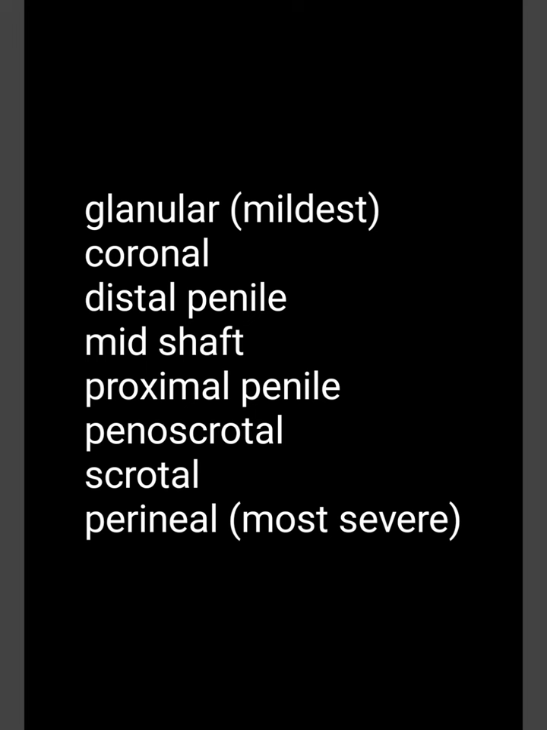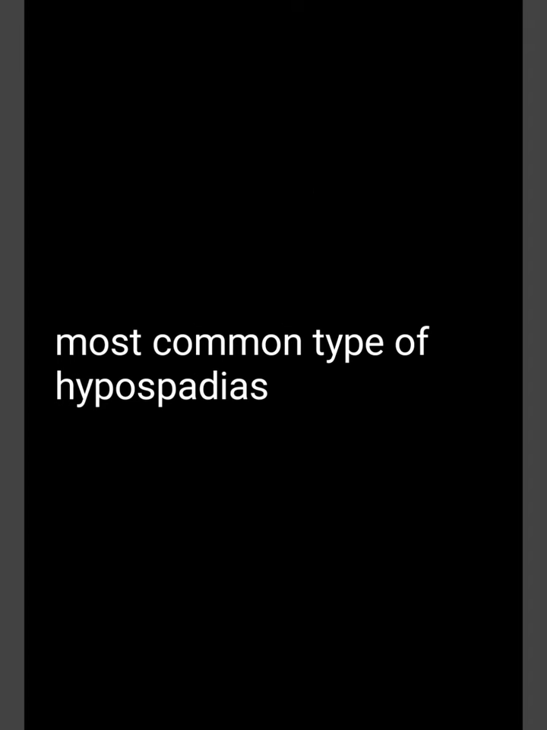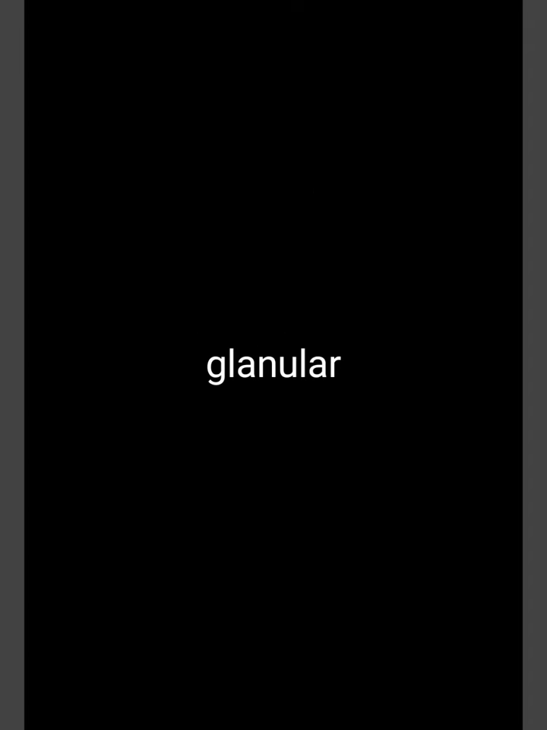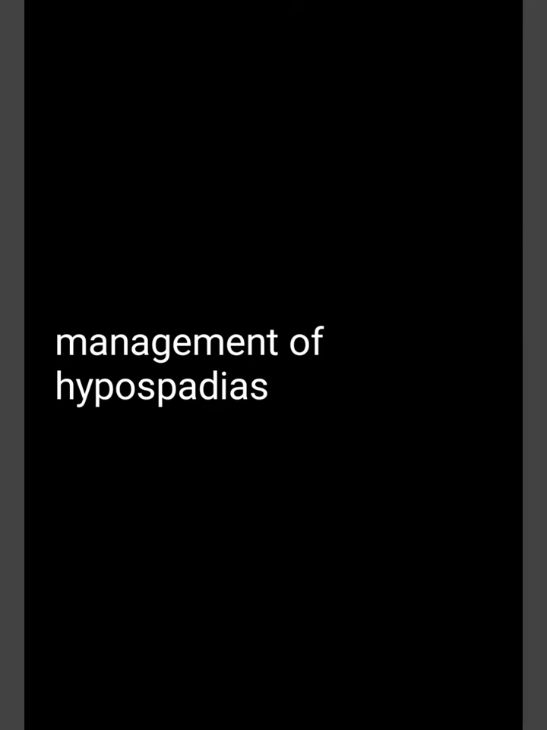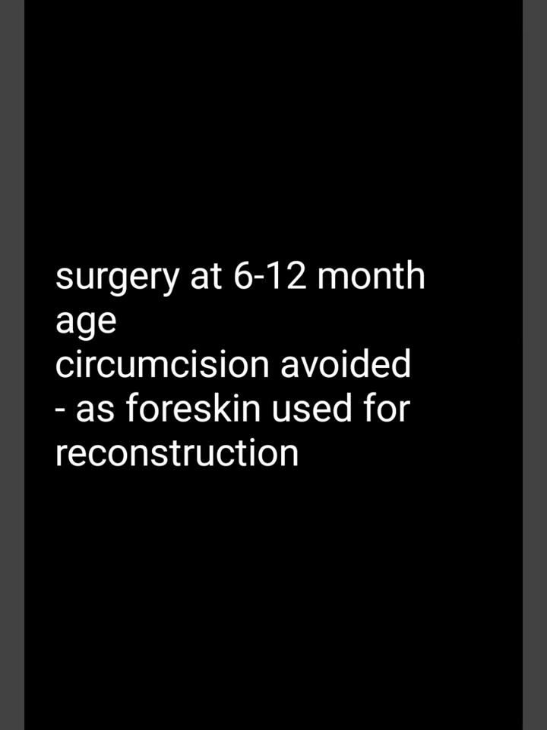Types of hypospadias: Glandular, mildest. Coronal. Distal penile. Mid-shaft. Proximal penile. Penoscrotal. Scrotal. Perineal, most severe. Most common type of hypospadias: glandular. What's chordee? It's abnormal downward, ventral bending of penis, more prominent when erect.